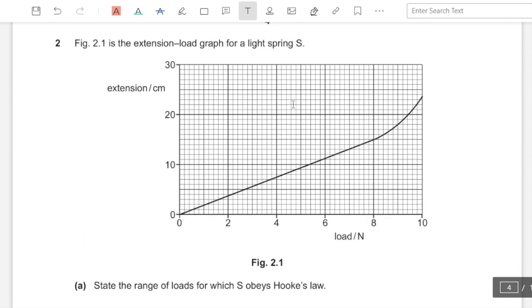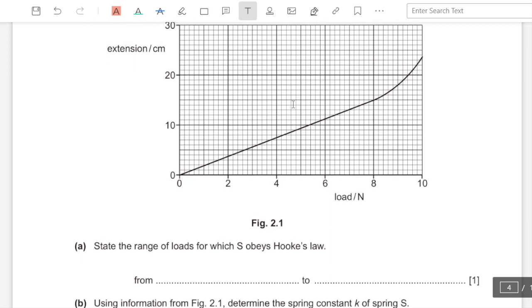Question number 2. Figure 2.1 is the extension-load graph for a light spring S. A. State the range of loads for which S obeys Hooke's law. So basically the range where the graph is a straight line. This is where it starts deforming. So this is the range from 0 to 8.